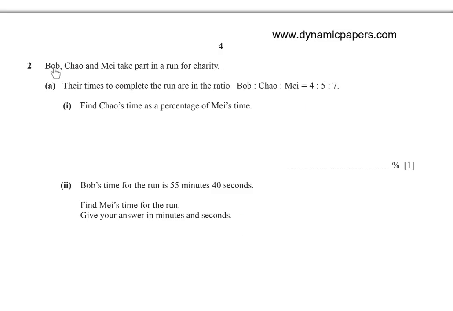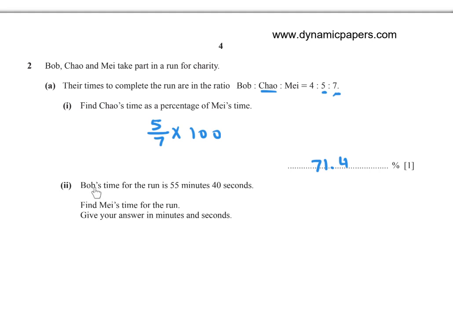Number 2. Bob, Shaw and May take part in a run for charity. Their times to complete the run are in the ratio Bob to Shaw to May 4 to 5 to 7. Find Shaw's time as a percentage of May's time. So for Shaw we have 5 bars. For May we have 7 bars. So 5 over 7 times 100 equals 71.4%.